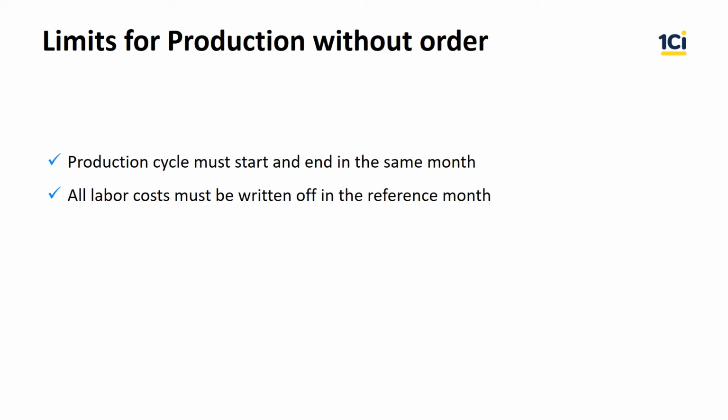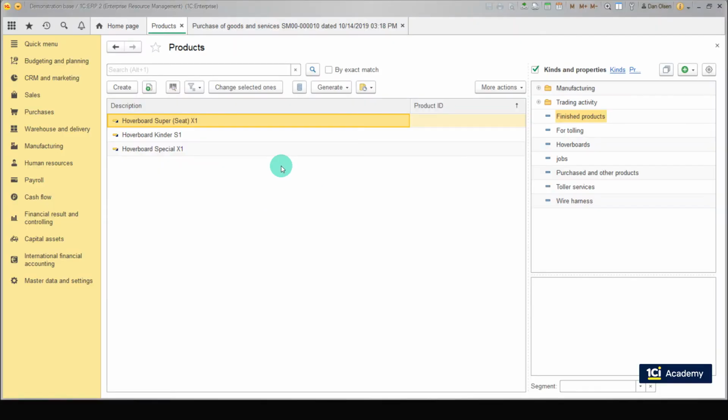Production without orders is mainly used when we manufacture products without a production plan or a customer order. In other words, it's production on the fly, against unknown demand. Production without orders is similar to production under order, but has several limitations. The production cycle must start and end in the same month, and materials must be written off in the reference month.